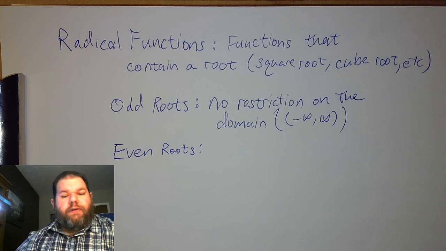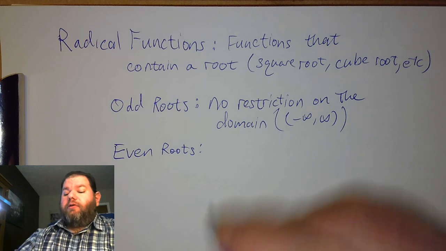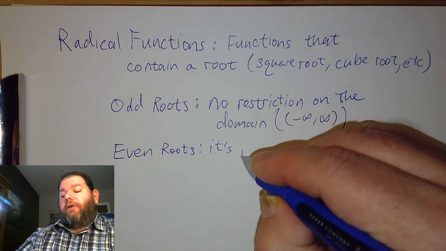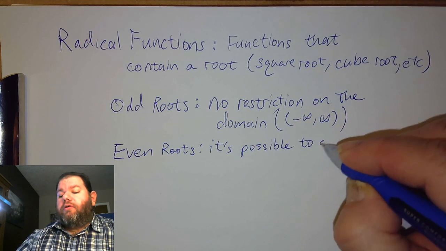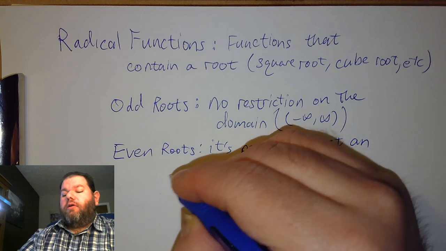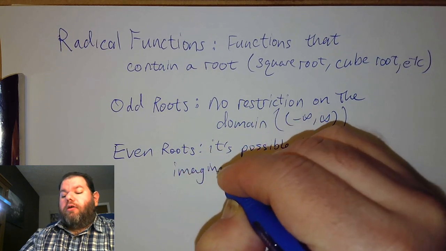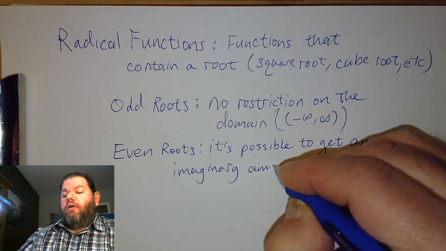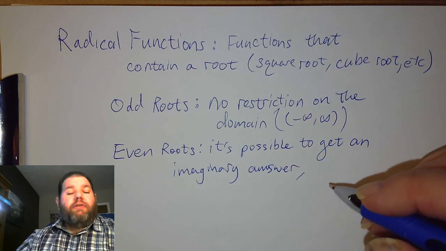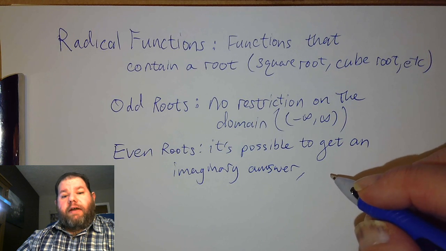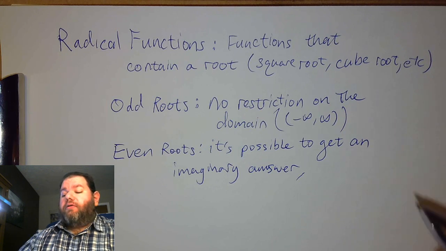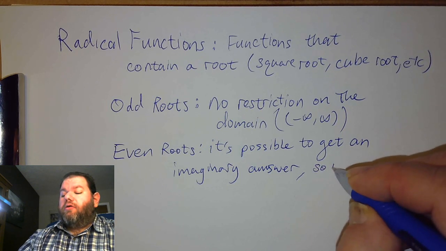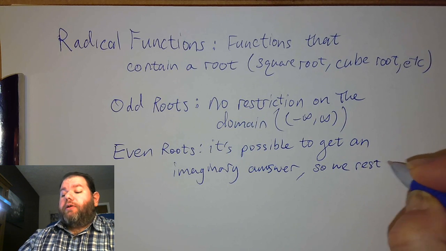if we have a square root, for instance, we have to be concerned about the possibility of imaginary numbers. So it's possible to get an imaginary answer, and we want to leave those imaginary answers, or leave the values of x that give us the imaginary answers, out of the domain. So we restrict the domain accordingly.